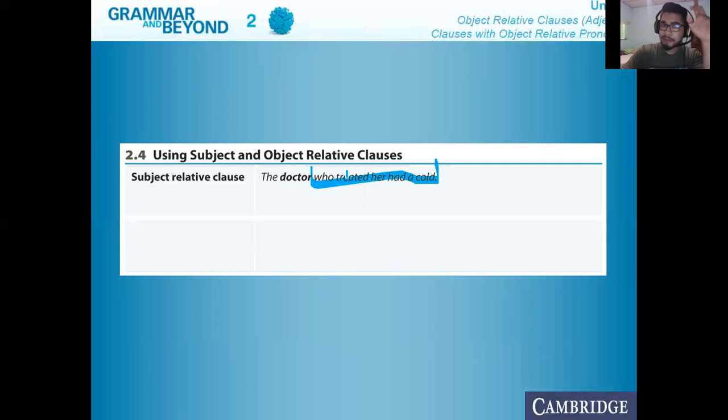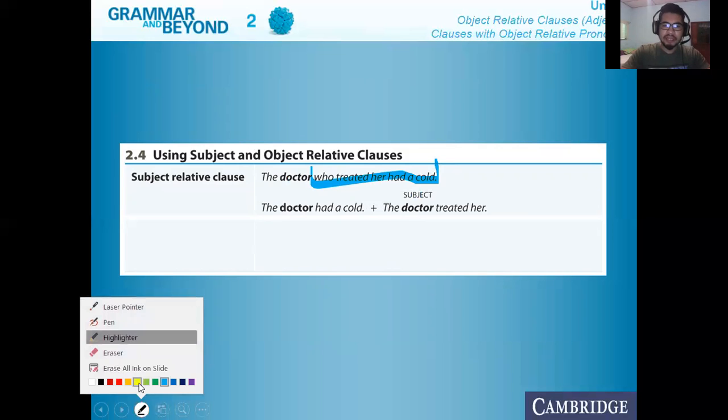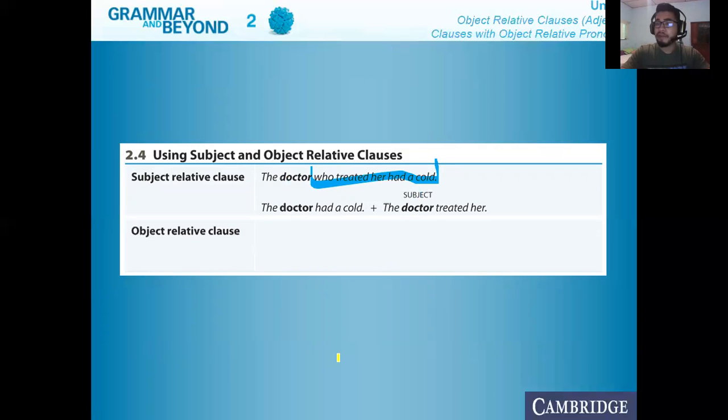You have the subject and the verb. You have the doctor had a cold, the doctor treated her. That is the combination of the two ideas will give us the result of the sentence that is marked in blue right now. So in the other case, we're going to talk about object relative clauses.